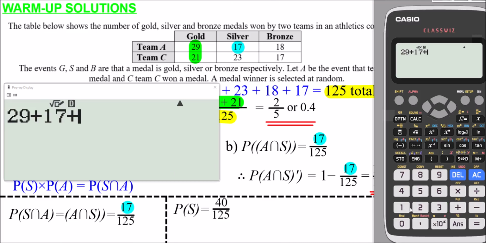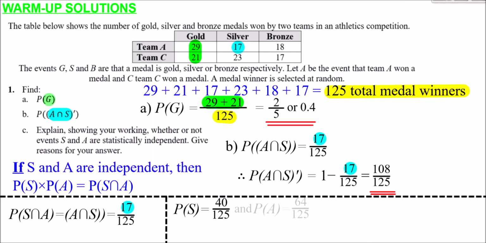29 plus 17 plus 18 gives us a total of 64. So the probability of selecting someone in Team A is therefore 64 out of 125. Therefore, the probability of S multiplied by the probability of A is these two fractions multiplied together. And if we do that, 40 over 125 times 64 over 125, that gives us 512 over 3125.